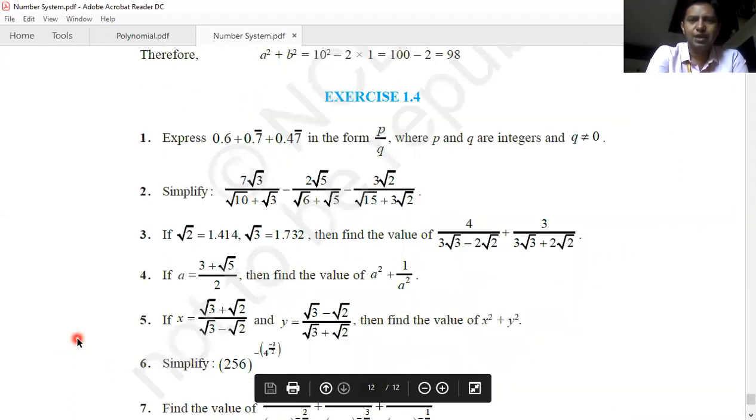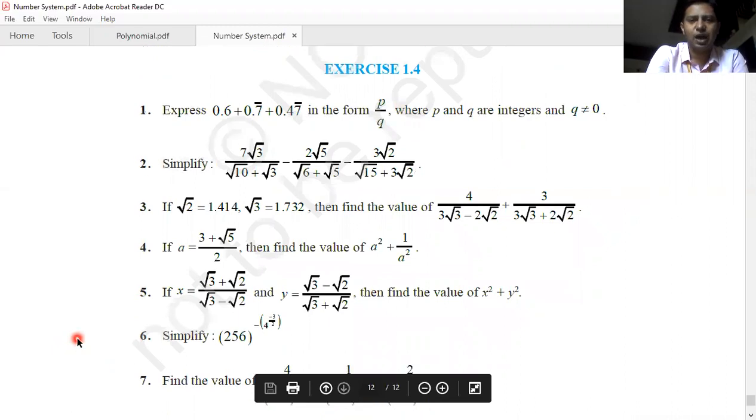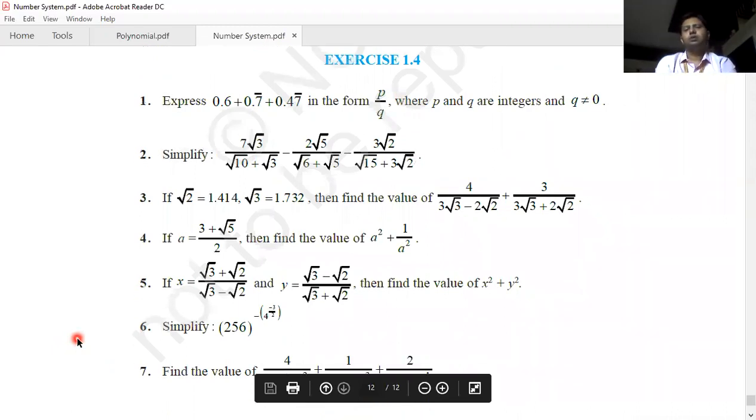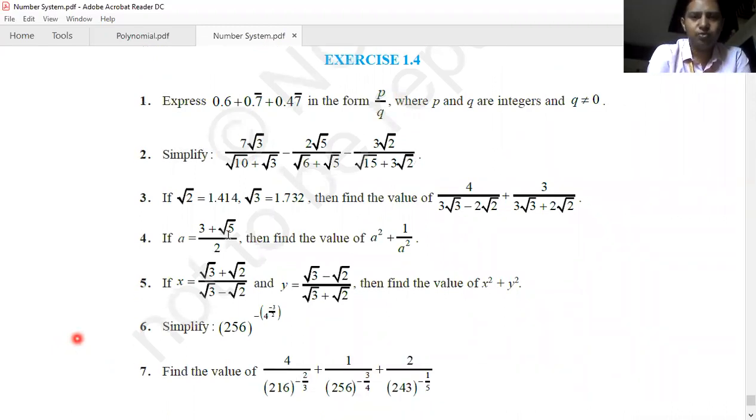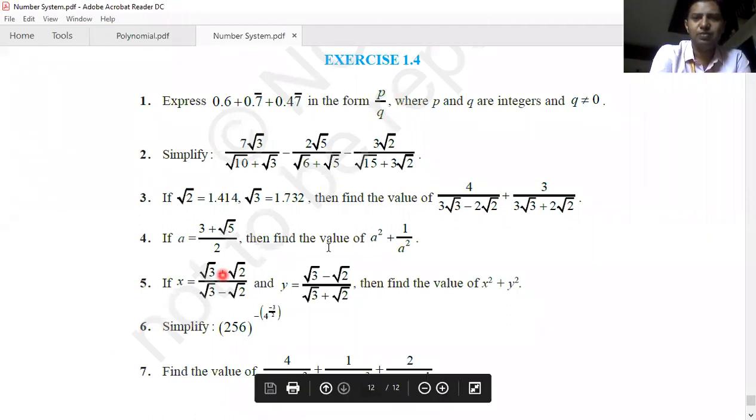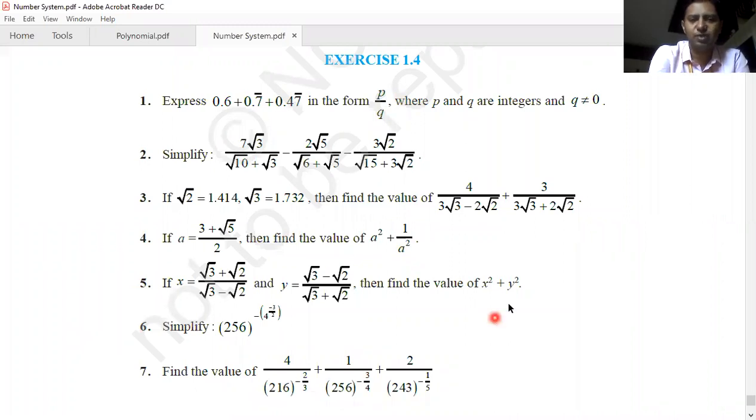Now these are the exercise 1.4 higher order thinking questions. So we need to solve it like a is given a square plus 1 upon a square. We need to find x and y is given. We need to find the value of x square plus y square. Like we did the question of root 2, that is root 2 is 1.414 and root 3 is 1.732.